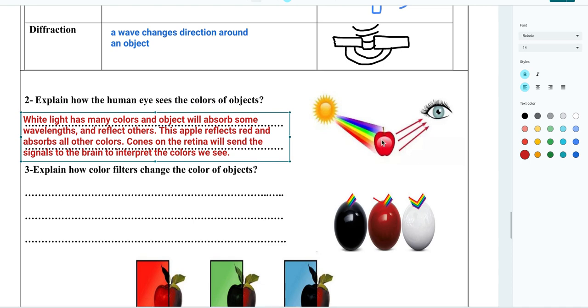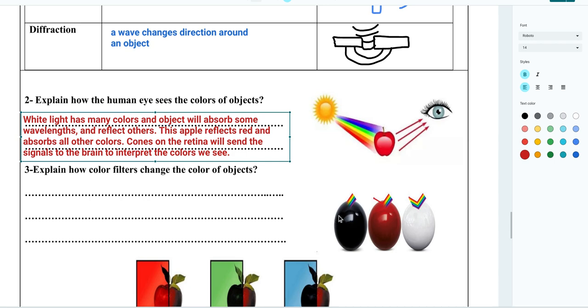So I will go ahead and explain this. We know that white light has many colors. It has all the colors of the rainbow: red, orange, yellow, green, blue, indigo, and violet. So that white light comes into this apple, and orange, yellow, green, blue, and violet are going to be absorbed. And then the red color is what's going to be reflected. So red gets reflected by the apple and enters our eyes. So the wavelength of red will enter our eyes, be detected by the cones at the back of our retina, and then our retina will send a signal to our brain and interpret that color and tell us what color we see.